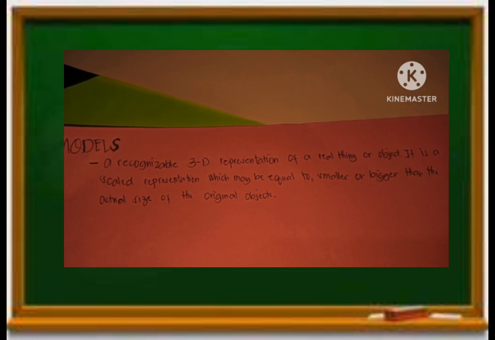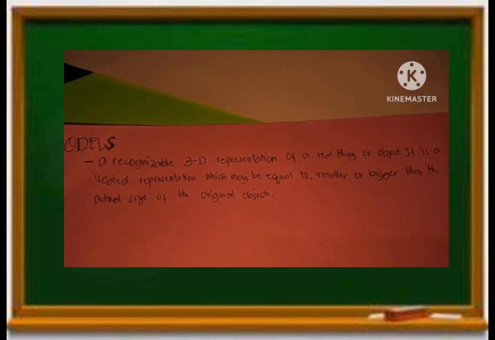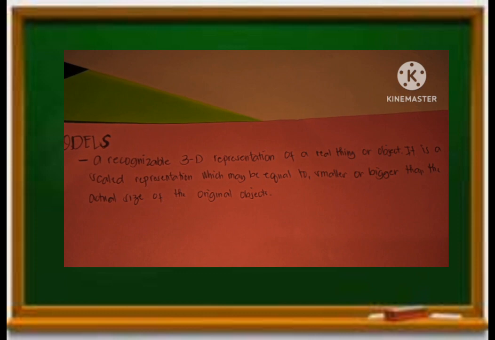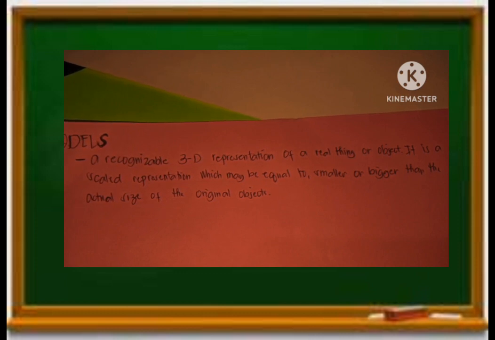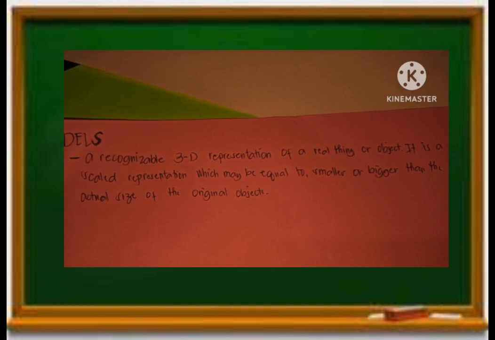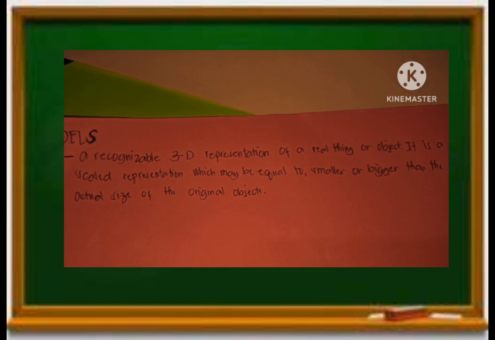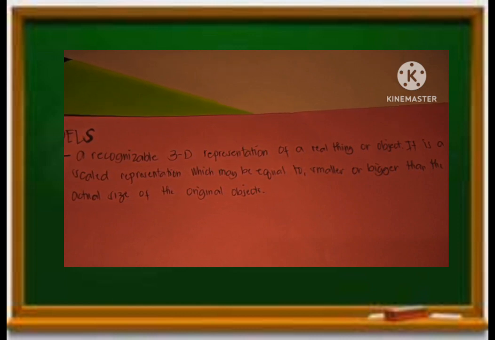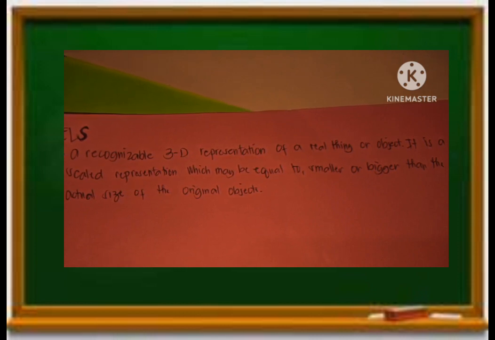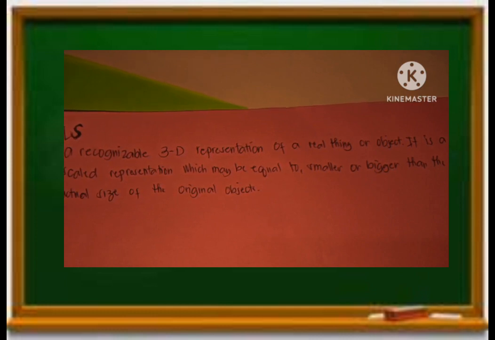Models are a recognizable 3D representation of a real thing or object. It is a scaled representation which may be equal to, smaller or bigger than the actual size of the original object, which means they are replicas of real objects that show the totality of a thing or process. It is a three-dimensional representation of a real thing. It can be larger or smaller than the object it represents. It can be completed or simplified in detail for instructional purposes.